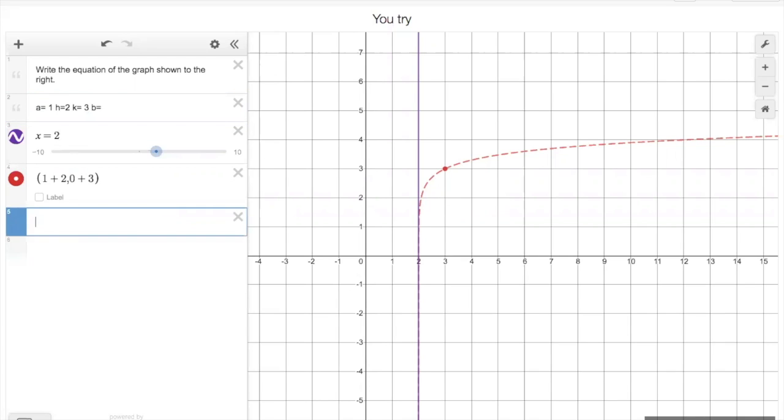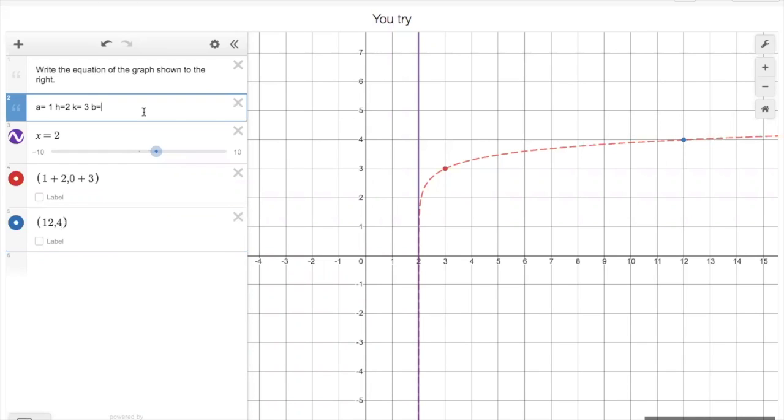And the last part again, find that point that's next. Well, we're going to go up, over. It's going to be right here at (12, 4). How far away is that from the asymptote? Well, it's 1, 2, 3, 4, 5, 6, 7, 8, 9, 10, right? Asymptote's at 2, point's at 12, it's 10 places away.